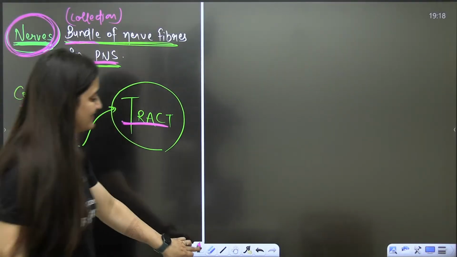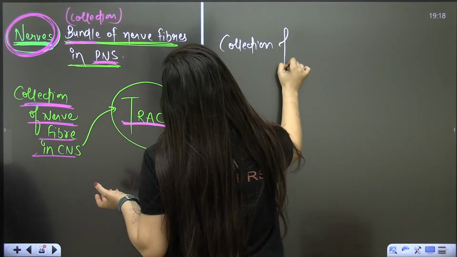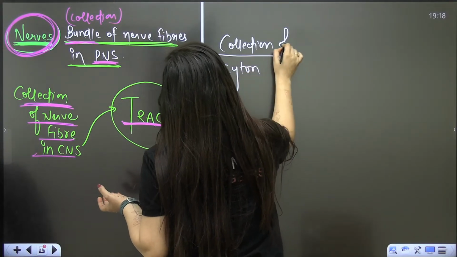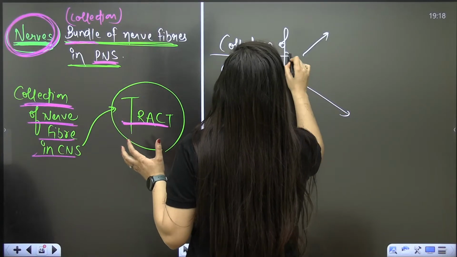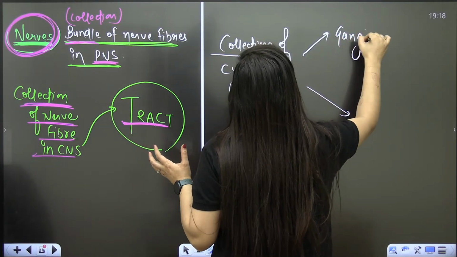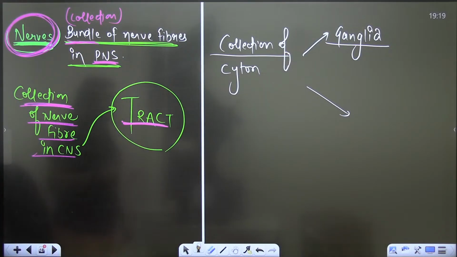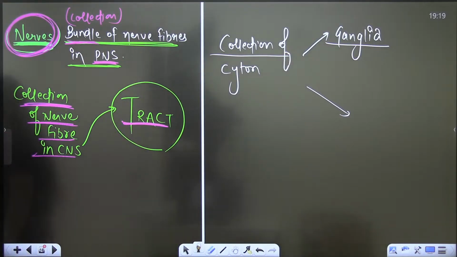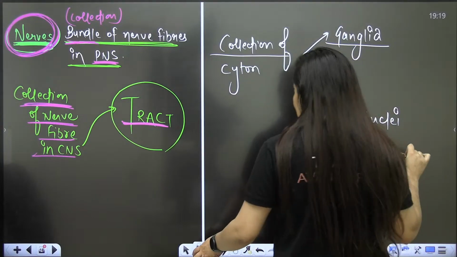Okay, so when there is a collection of cell bodies, that is cyton, many cell bodies together, a collection of cyton or cell body, there are again two words that we use. One word is ganglia, a collection of cell bodies, a collection of cyton. And the other word is nuclei. So it is the collection of cell body.